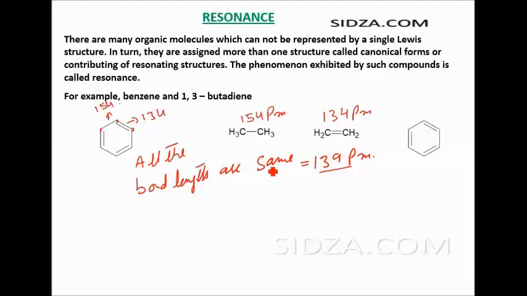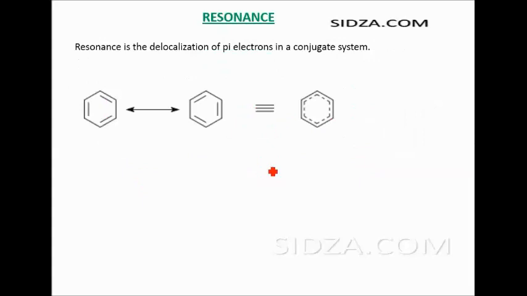But what does resonance mean? So let's see what resonance means. Resonance is actually the delocalization of pi electrons. I'll repeat, it is the delocalization of pi electrons. If pi electrons get delocalized in an organic compound, that's resonance. And for resonance, it's important that the molecule should be conjugated. We should have a conjugated system. That is the very important requirement for resonance.